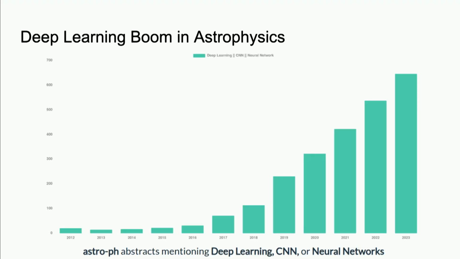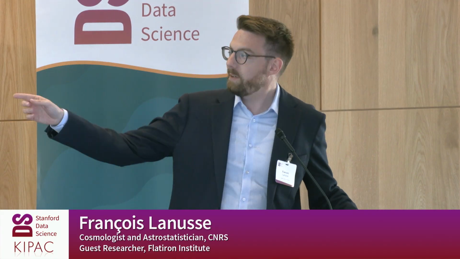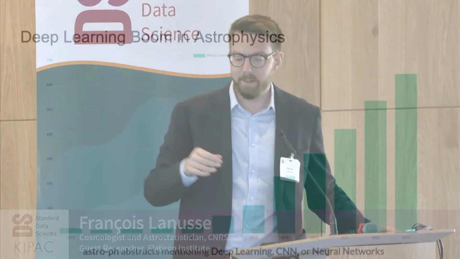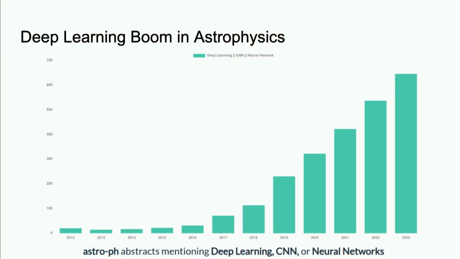So the starting point is essentially what Mark already mentioned, that deep learning has already had a huge impact in astrophysics. This is the number of papers using deep learning CNNs as a function of time. And you can see that you have had an explosion of those papers. And there's a very good reason for that, because the data is very complicated. We want to solve complex tasks on the data, and deep learning is a very good solution for that.